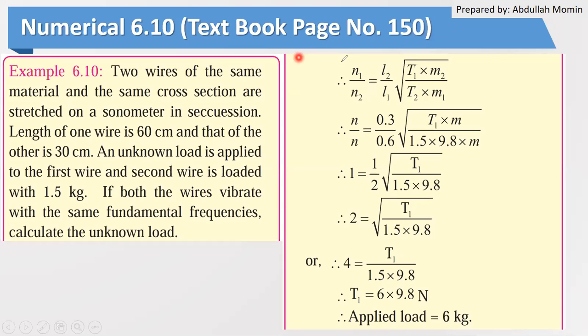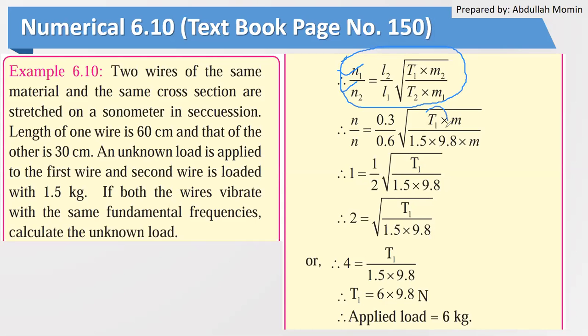Now, after dividing the first and second equation, we are getting this equation, that is N1 by N2 is equal to L2 by L1 square root of T1 into M2 divided by T2 into M1. Now we are going to put the values. The fundamental frequency of both the wires is the same, so we will write N upon N. Their lengths are 0.3 and 0.6, so we are going to put the values of the length of the wire.